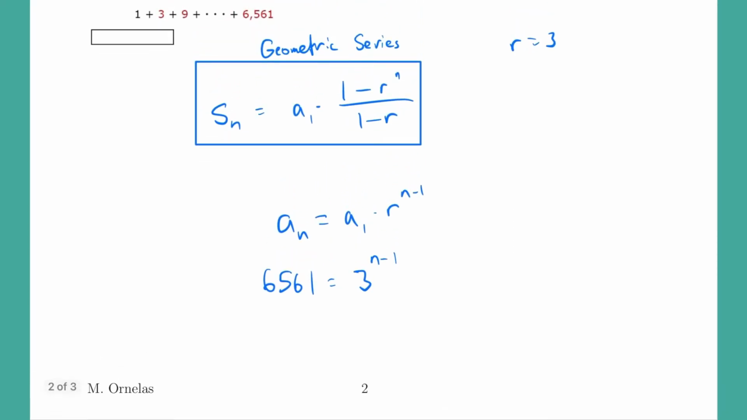So let's see if we can rewrite this number in base 3 form. Let's experiment with some numbers. I'm going to experiment with 3 to the 10th power. That's too high. 3 to the 7th power. That's too low. 3 to the 8th power. And that's right on. So 6561 is the same as 3 to the 8th power.